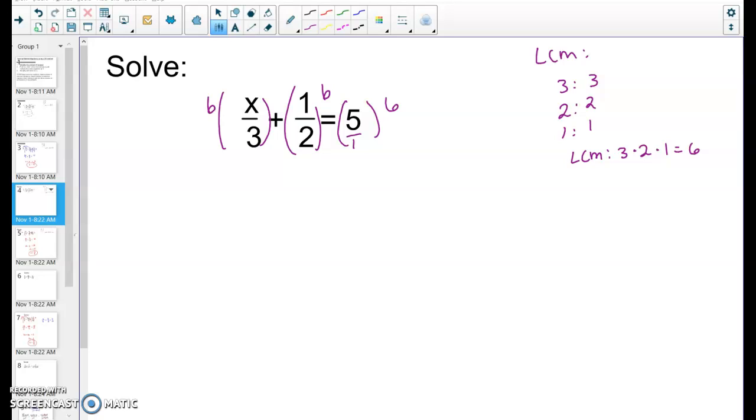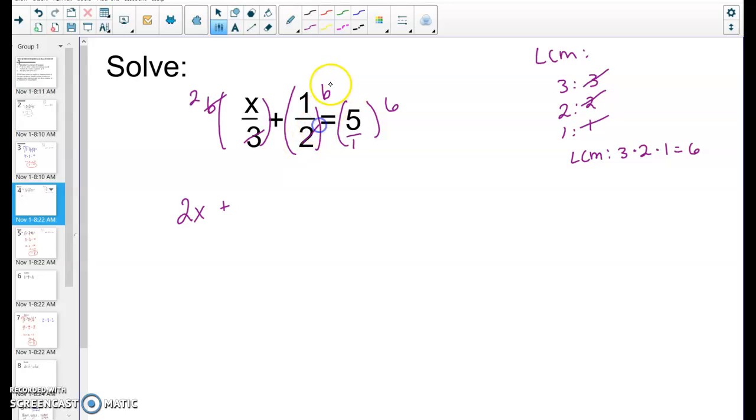When we wrote all of our denominators, we had 3, 2, and 1, because that 5 is over 1. Your least common multiple then, there weren't any that repeated, so I needed a 3 times a 2 times a 1, which means I needed 6 as my final least common multiple. So every term gets multiplied by 6, so now I'm going to go ahead and simplify. 6 divided by 3 will leave 2 on my numerator, so then I have 2 times x.